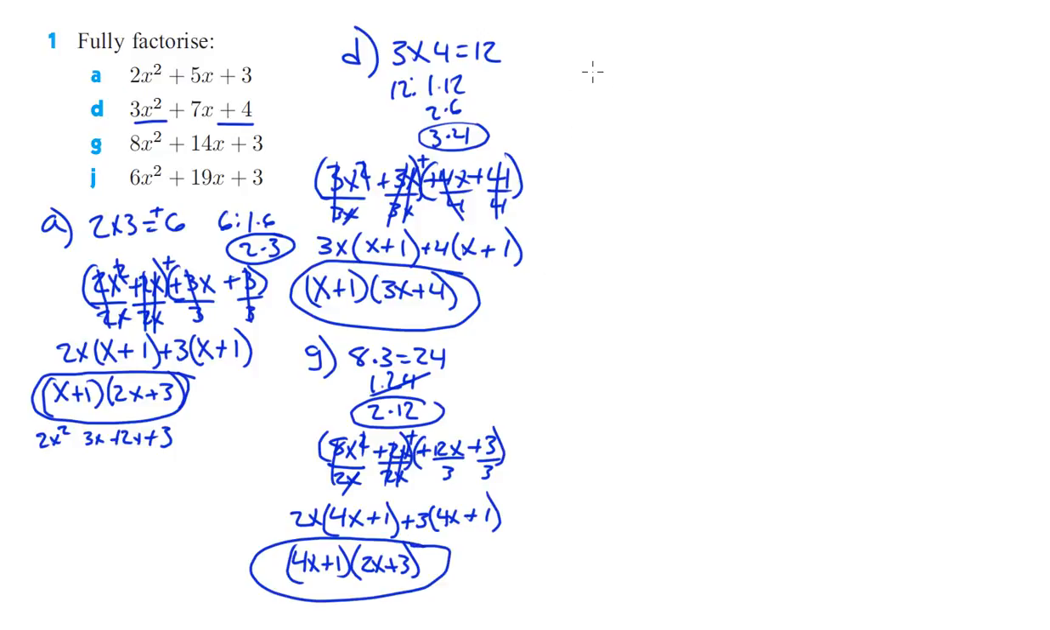Okay. And let's try the last one, J here. 6, 19, and 3. Nothing you can factor out of all those. So 6 times 3 is 18. We want to come up with the factors of 18 that add up to 19. So that's just going to be 1 times 18 are going to be the factors that add up to 19. Okay, so I'm going to leave that as 6x squared plus 1x plus 18x plus 3.